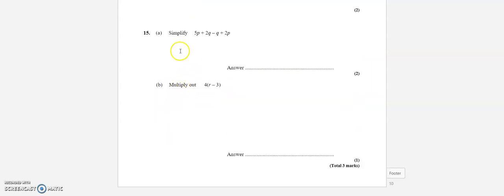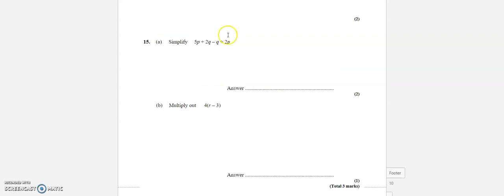Moving on, we're looking at a simplifying question. With the simplifying question, we're just gathering like terms together. Gathering like terms, as I say, I've covered that in an earlier video, so feel free to have a look at that first if you like. But we're just going to have a little wander through it. So we're going to get our 5p here, and we've got plus 2p here. So 5p plus 2p equals 7 lots of p.